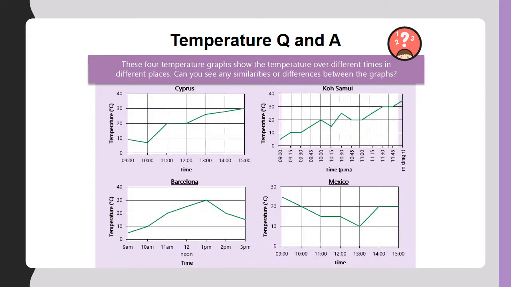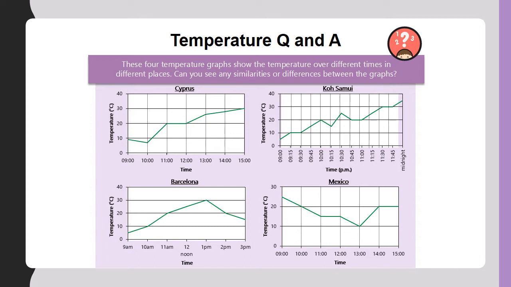So today's lesson we're going to be focusing on problem solving involving line graphs. So let's look at some examples together. These 4 temperature graphs show the temperature over different times in different places. Can you see any similarities or differences between the graphs?